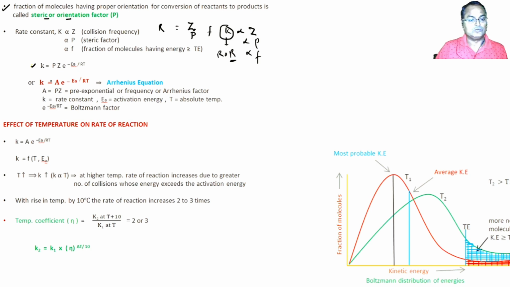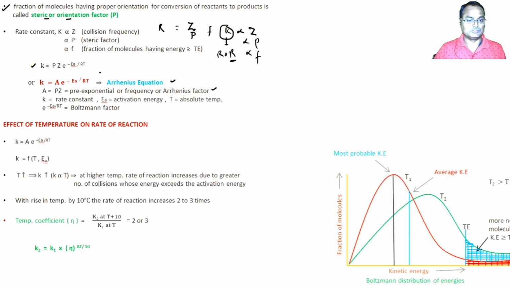Now from this equation we get K equal to this value, where P into Z becomes a constant, and this constant is known as the pre-exponential or frequency or Arrhenius factor, right? And e to the power minus E upon RT. So this is a very important equation, commonly known as the Arrhenius equation. K here is the rate constant, E is the activation energy, T is absolute temperature, and this fraction, e to the power minus E upon RT, is known as the Boltzmann factor, right? So this is collision theory, and here we get a very important relation, the Arrhenius equation.